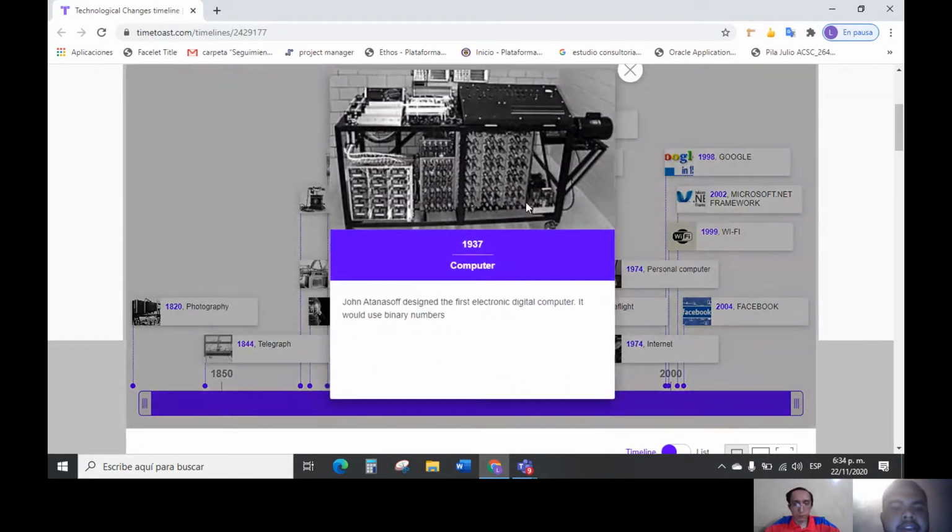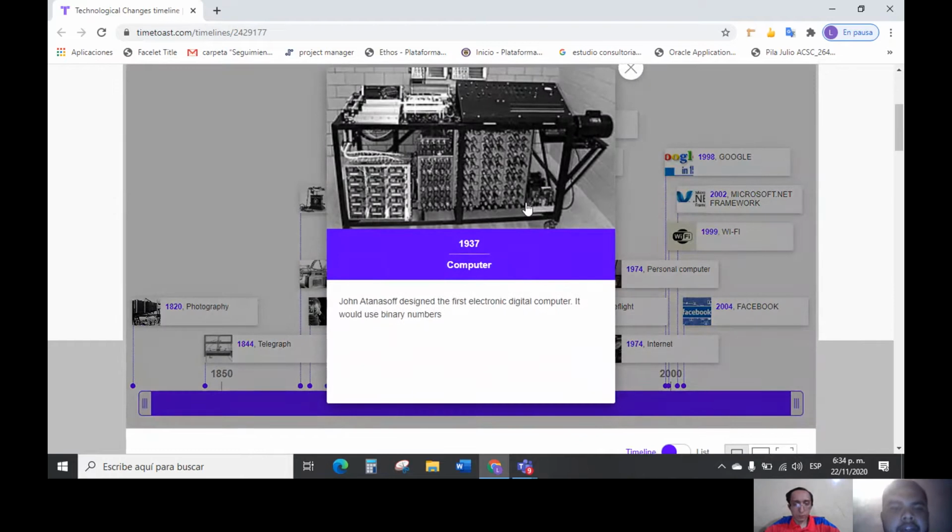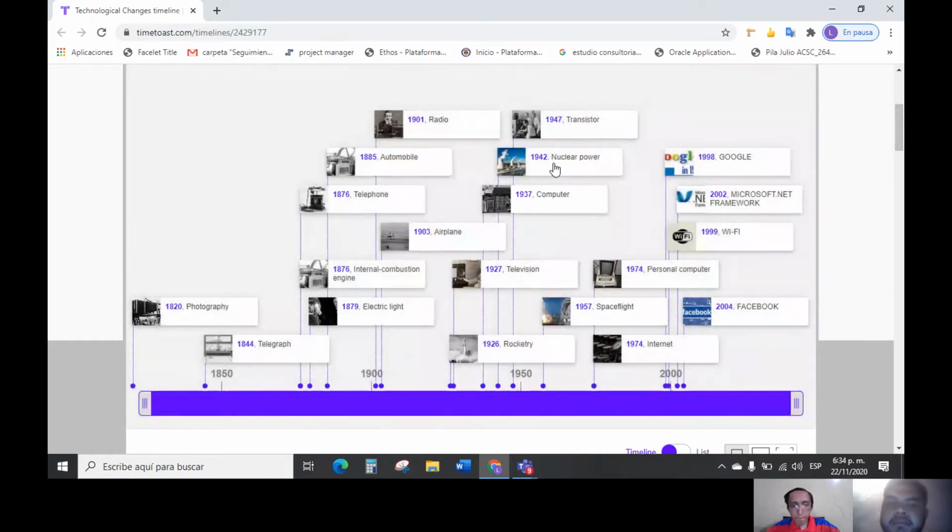In 1937, John Atanasoff designed the first electronic digital computer. It would use binary numbers.